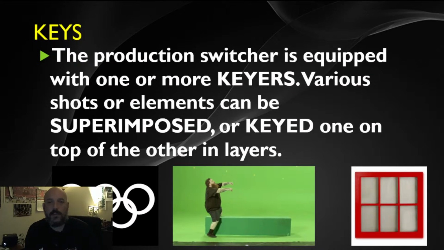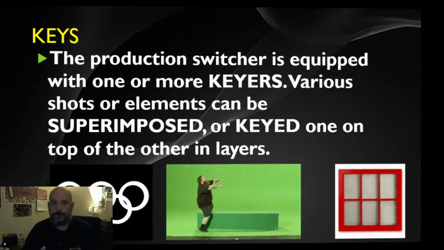So one of the things that the switcher does have are what are called keyers. Keyers are a type of special effect that allows for the overlay of different types of video, different types of graphics, animations, things like that, that will help your story. There are many different types of overlays that can be superimposed or keyed on top of other layers.